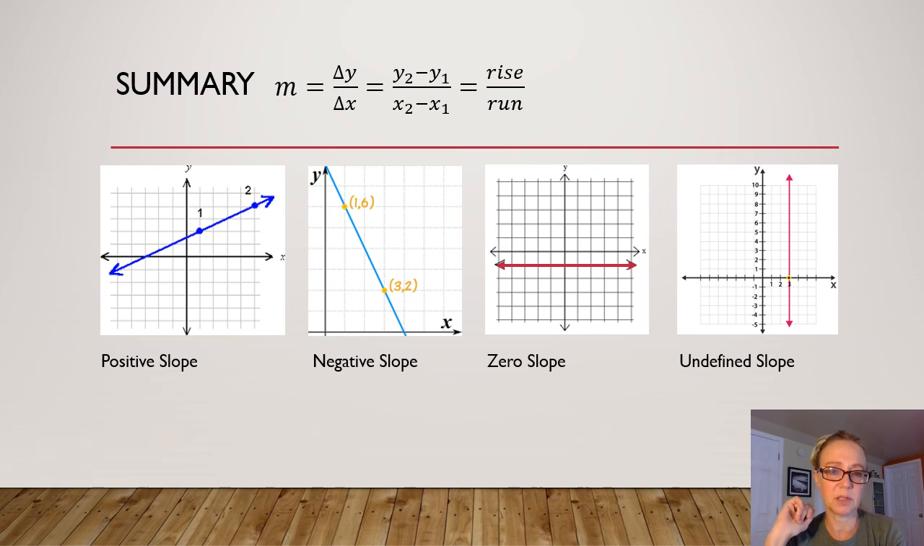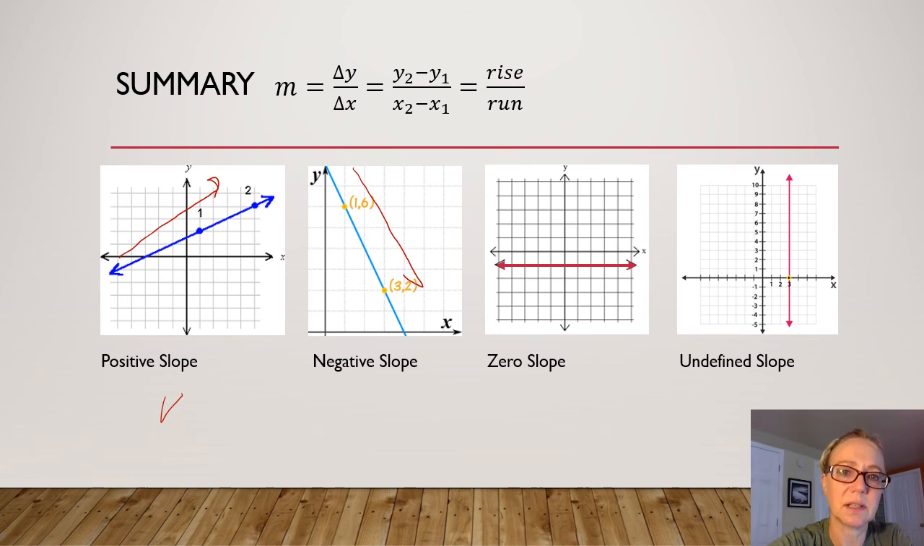There are 4 possible answers for a slope. You can get a positive number, as in the first example. Notice that this is an increasing function. You can get a negative answer, as in the second one. Notice that this is a decreasing function.